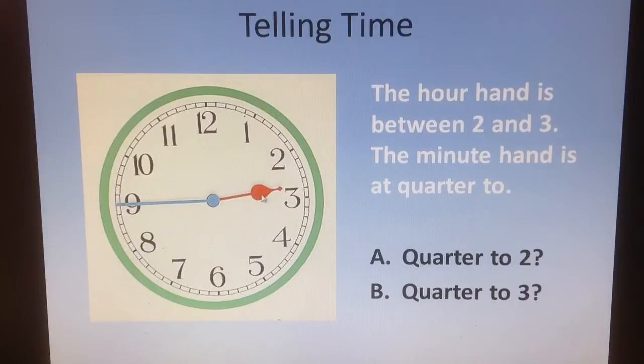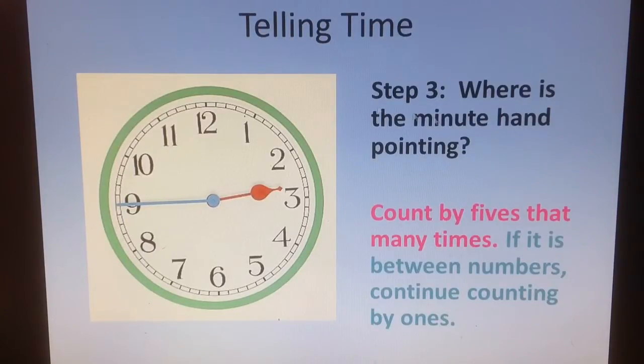So, for example, here the hour hand's between the 2 and the 3. Does this clock show quarter to 2 or quarter to 3? Correct answer is B, quarter to 3. Because it's a quarter of an hour, 15 minutes, this amount of time left until the hour hand's at the 3 and the minute hand's right at the 12 for 3 o'clock. It's a quarter of an hour left until 3, or quarter to 3.